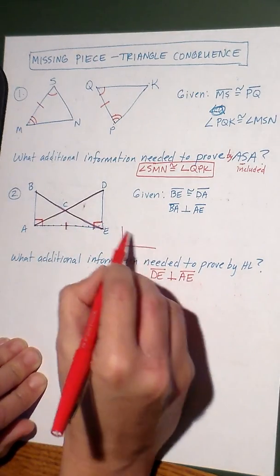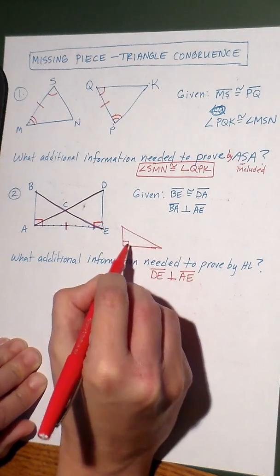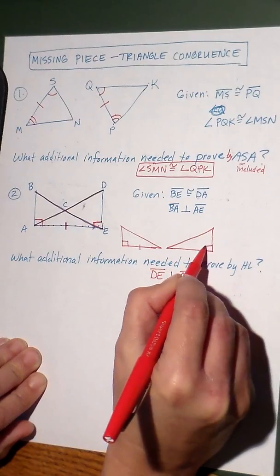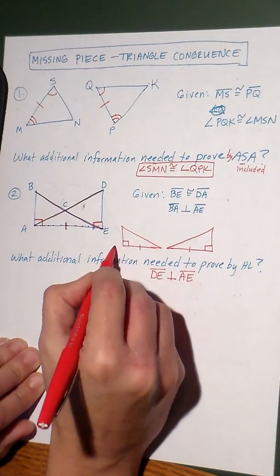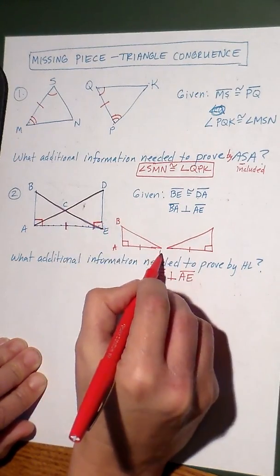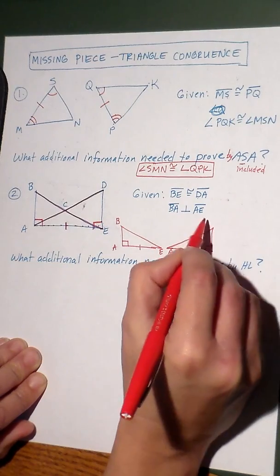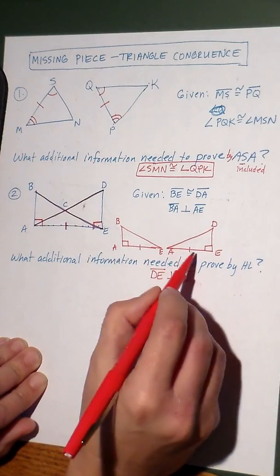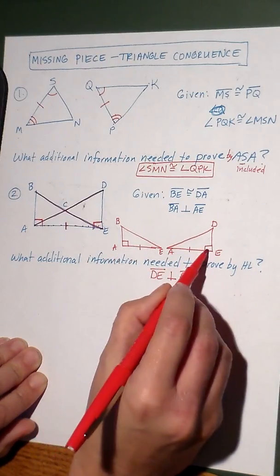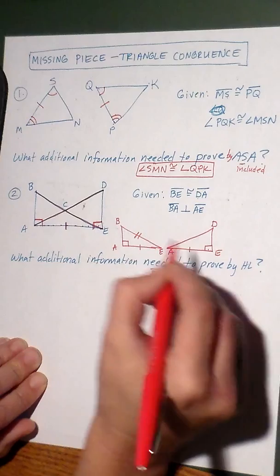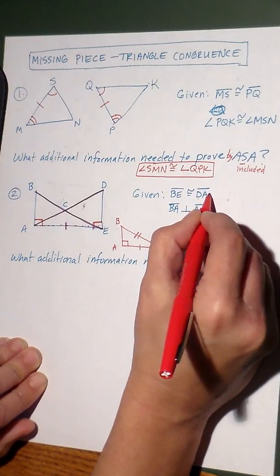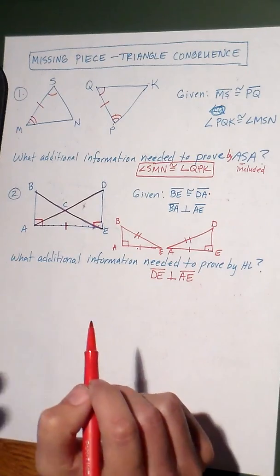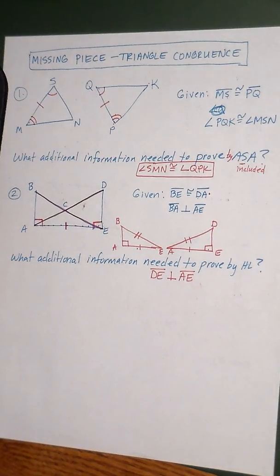Now if you want to visualize this, you can take them apart. And that's probably the easiest thing to do when you're doing something like this. So I've got A, B, and E, and I've got A, D, and E. I know that AE and AE match. I know they're now both right angles, and I also know that BE and DA are the same, so I've got HL. Okay, so that's kind of an example of how you would find the third piece.